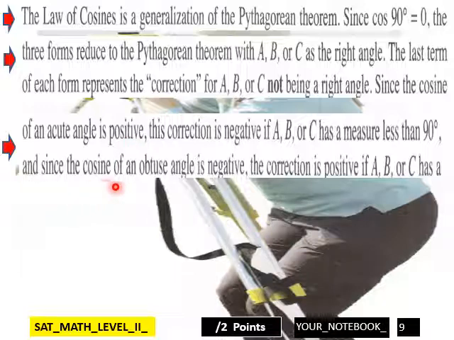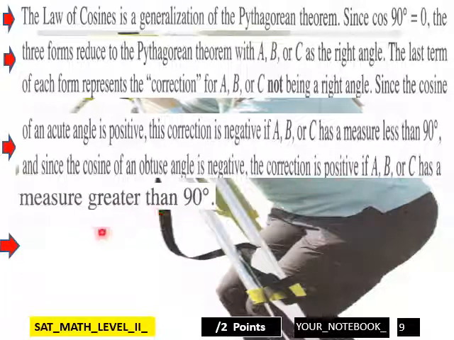And since the cosine of an obtuse angle is negative, the correction is positive if A, B, or C has a measure greater than 90 degrees. I mean, this is what happens when you move different variables over to the left-hand side for the law of cosines.